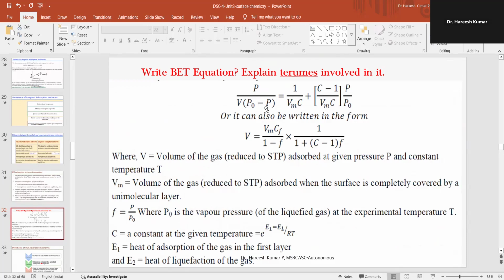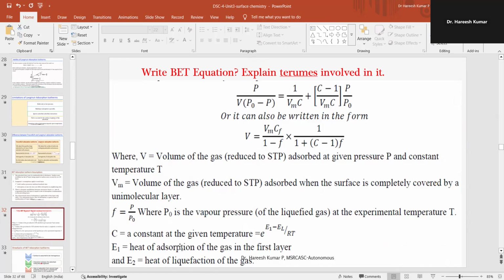P upon V into (P naught minus P) is equal to 1 upon VmC plus (C minus 1) upon VmC, then P upon P naught. Here V is the volume of the gas adsorbed at a given pressure and constant temperature. Vm is the volume of the gas adsorbed when the surface is completely covered by a unimolecular layer. F is equal to P upon P naught, where P naught is the vapor pressure at the experimental temperature.